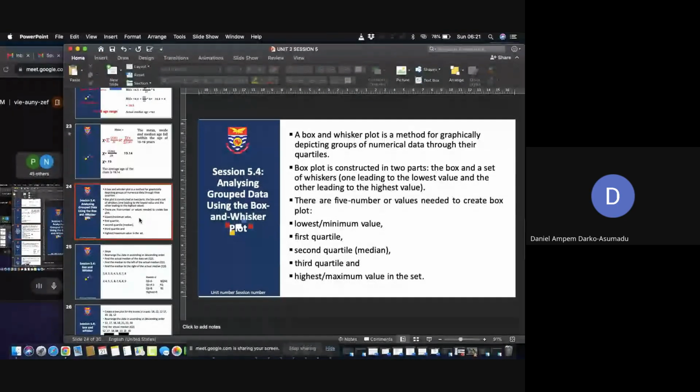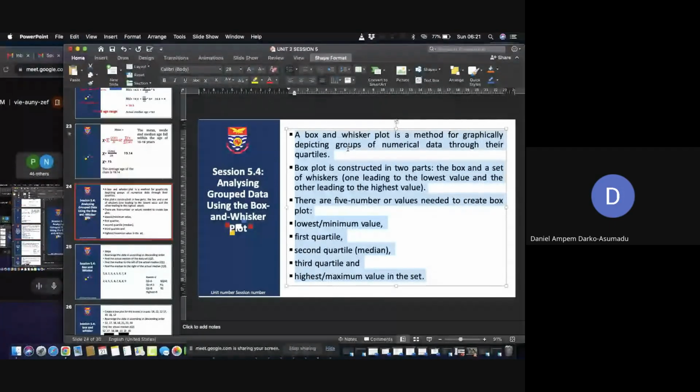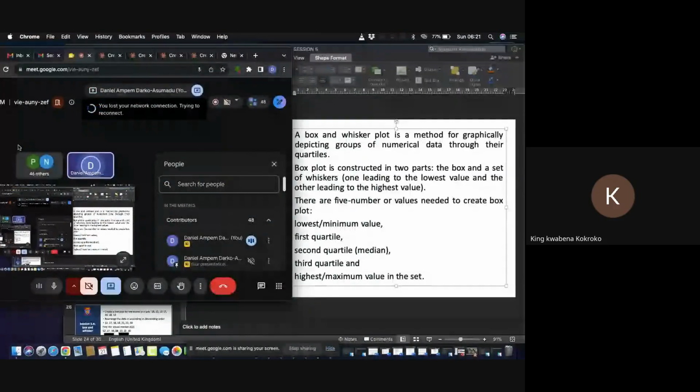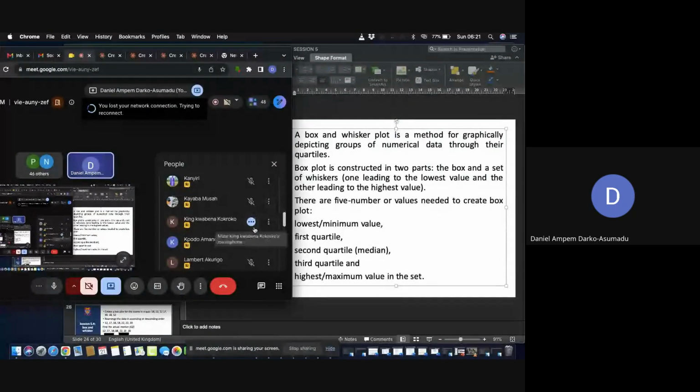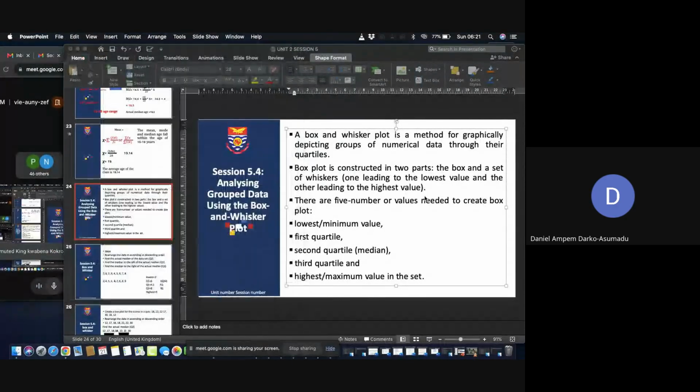So the next thing we are going to look at: we have done the mean, mode, median for ungrouped and grouped data. Now let's look at a tool called the box and whisker plot. Box and whisker plot is also something we use to analyze data. It's a method for graphically depicting groups of numerical data through their quartiles.